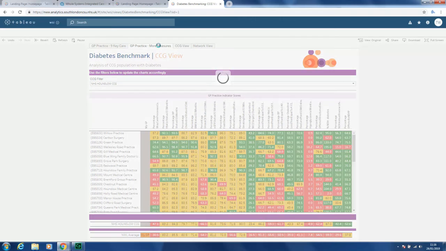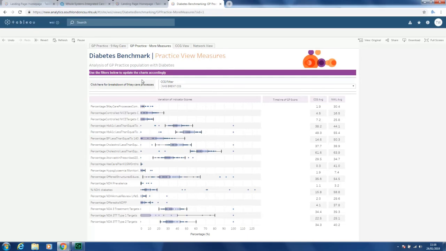We're going to look at the GP practice more measures, and what we're looking at here is a different kind of graph. We've looked at some RAG ratings previously with percentages of patients achieving each of the key metrics. What we're looking at here again is percentage of patients on a linear scale along here, but what we call a box plot or a scatter plot, and it allows you to see the percentage of patients that have had 9 key care processes done.